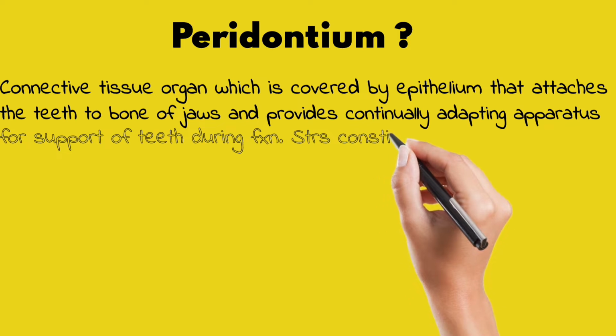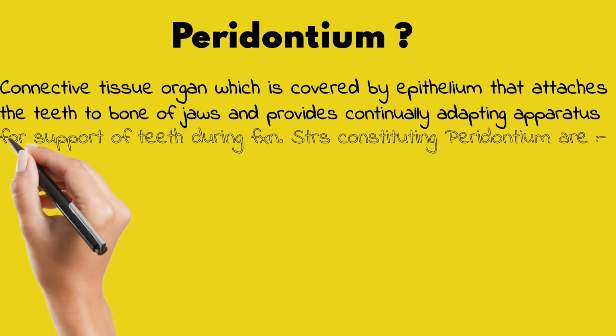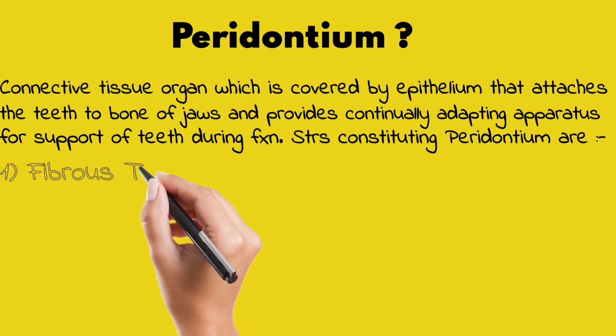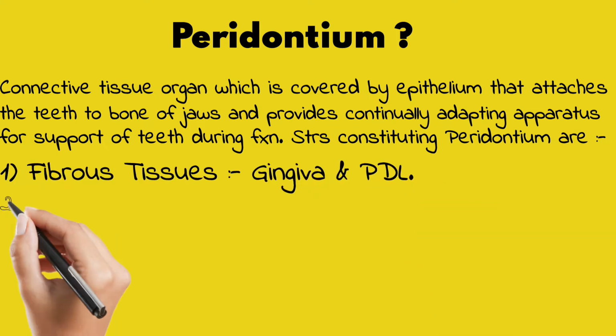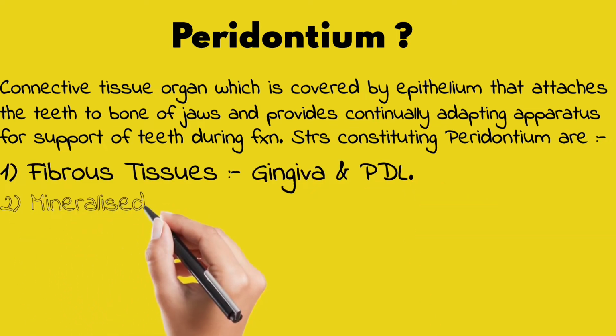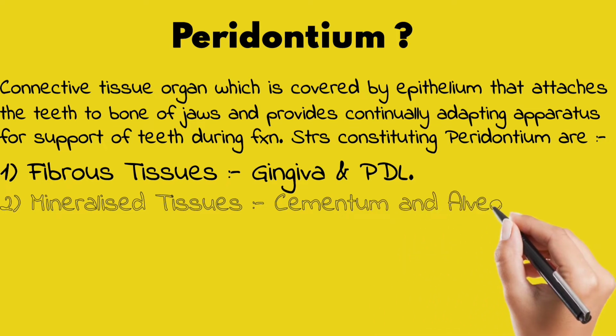And in simple language, we can say that the periodontium is of two types, the fibrous tissue and the mineralized tissue. The fibrous tissue comprises the gingiva and the periodontal ligament, while the mineralized tissue consists of the cementum and the alveolar bone. Let's revise the definition once more.